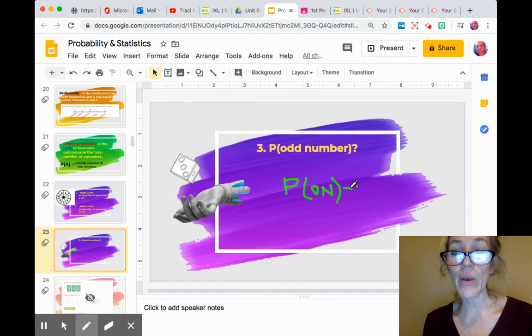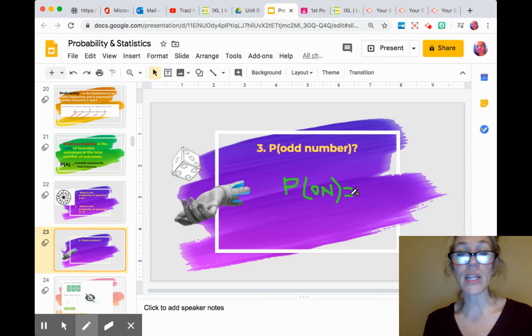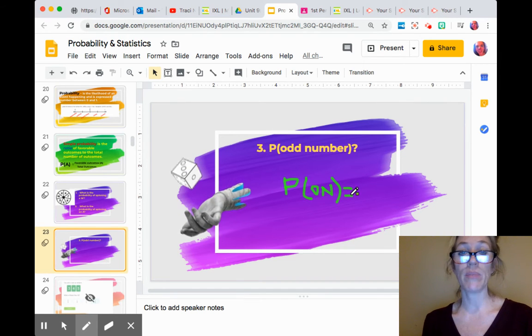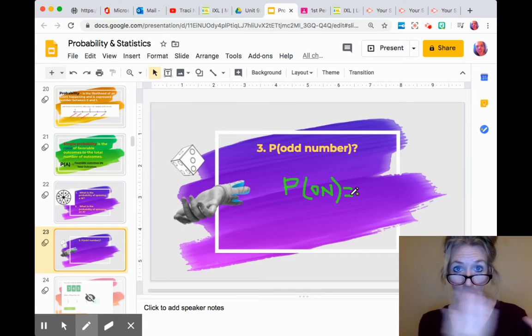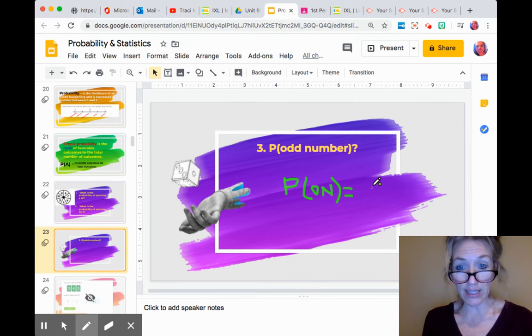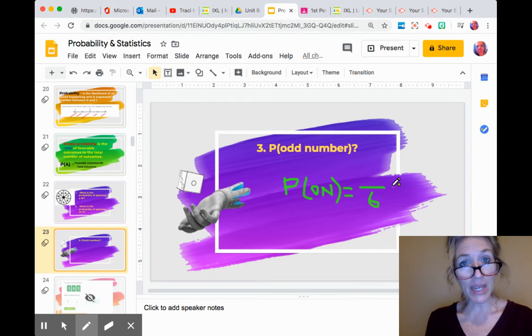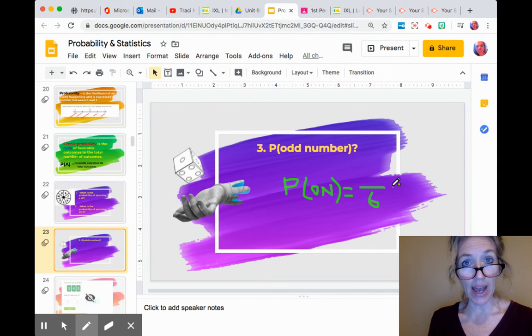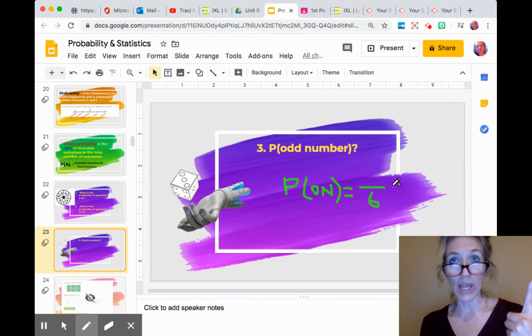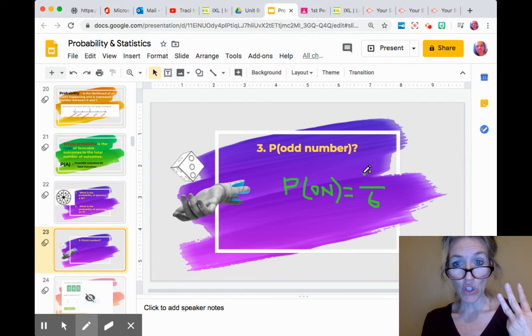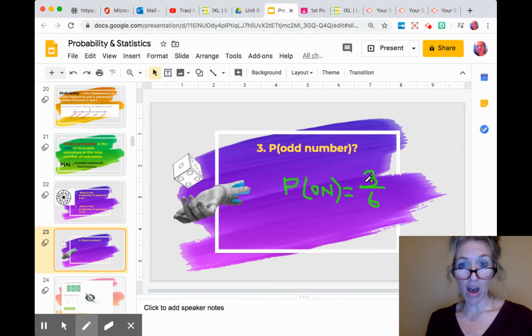There we go. So our denominator is going to be how many total outcomes could happen. We're going to use our skills that we learned in the first 2 lessons. And of course, there's 6 different possible outcomes from rolling this die. But how many of those 6 are odd? Well, if you think about it, it's 1, 3, and 5. So I've got 3 possible outcomes of odd numbers here.